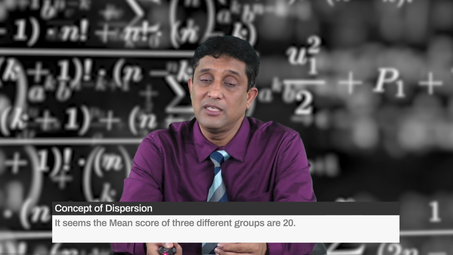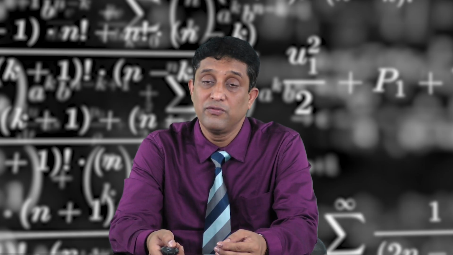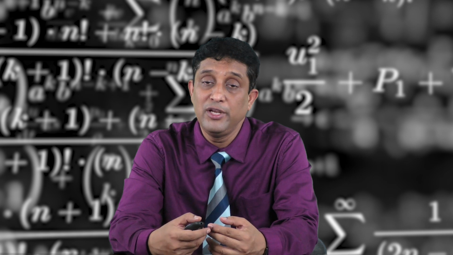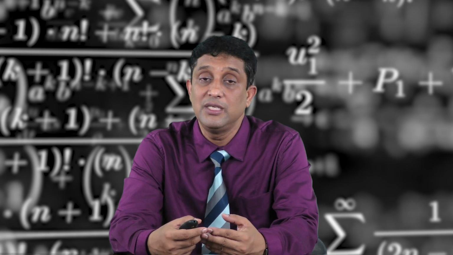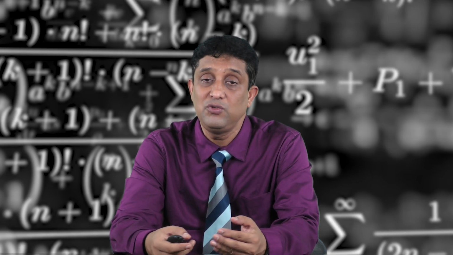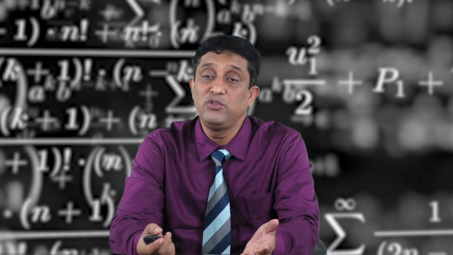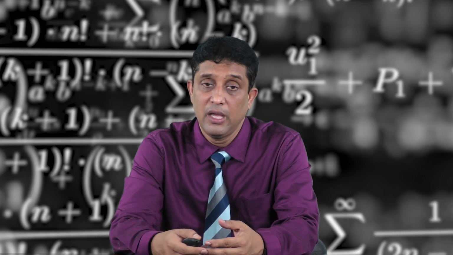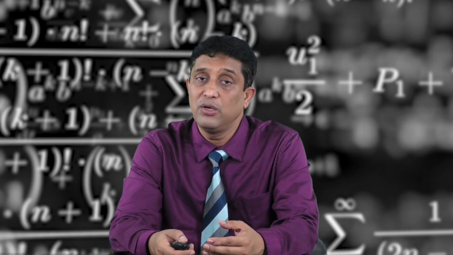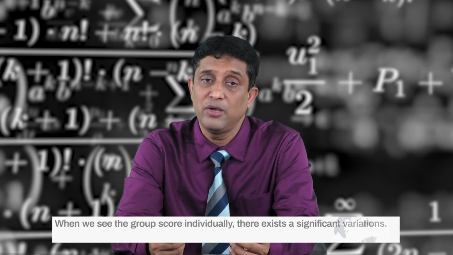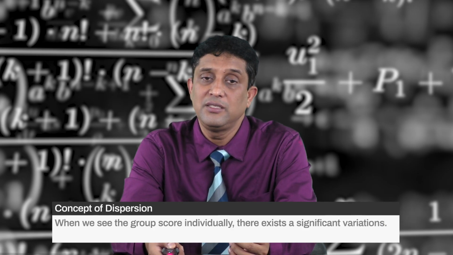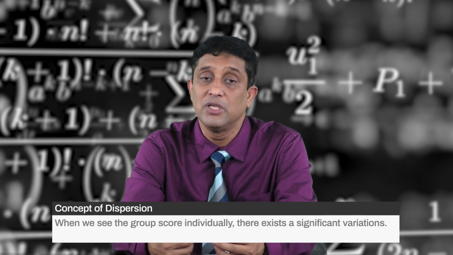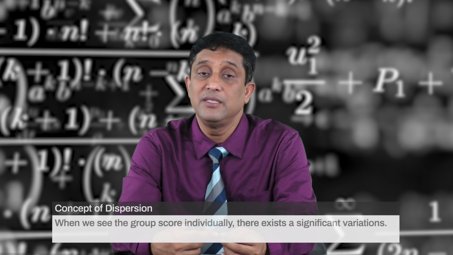We have already discussed that the total number of scores was 8, and if you add all the individual scores, you will get 160 in all situations. So that's why the mean will be 20 in three different groups. And further, we can calculate measures of dispersion when we see the group scores individually, there exists a significant variation. So we are also getting that among the individual scores, a significant variation is observed.